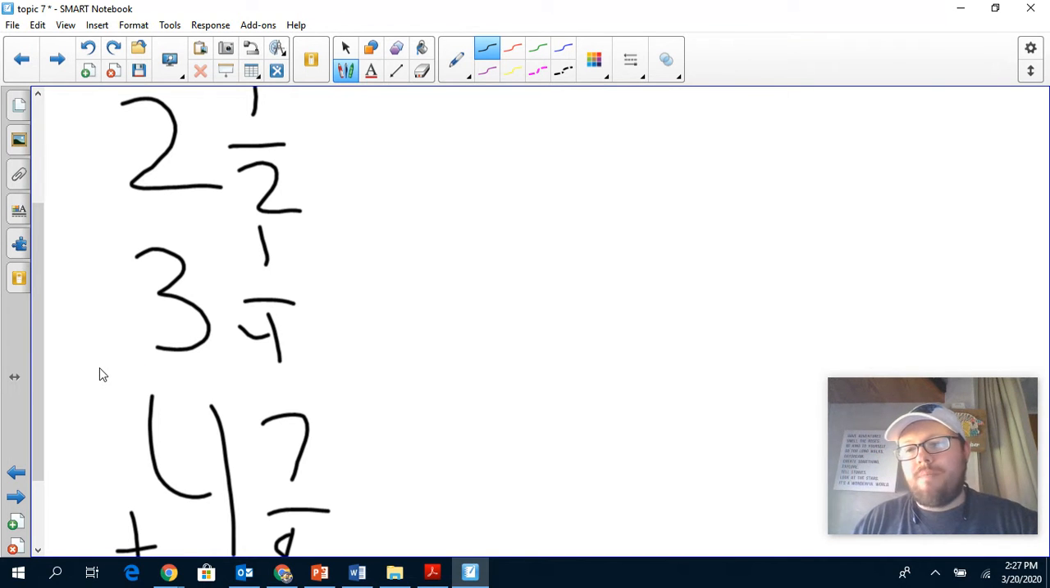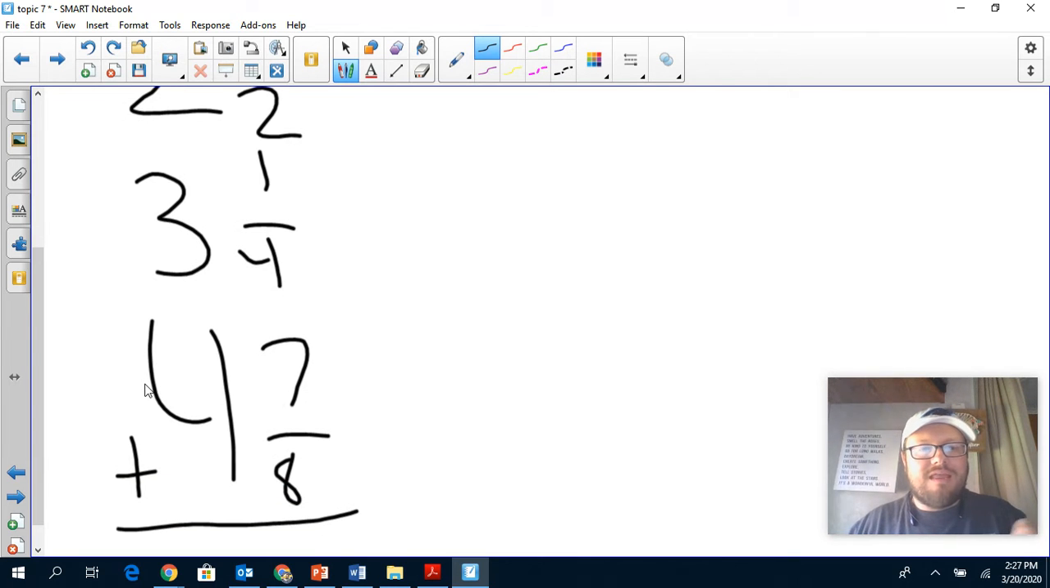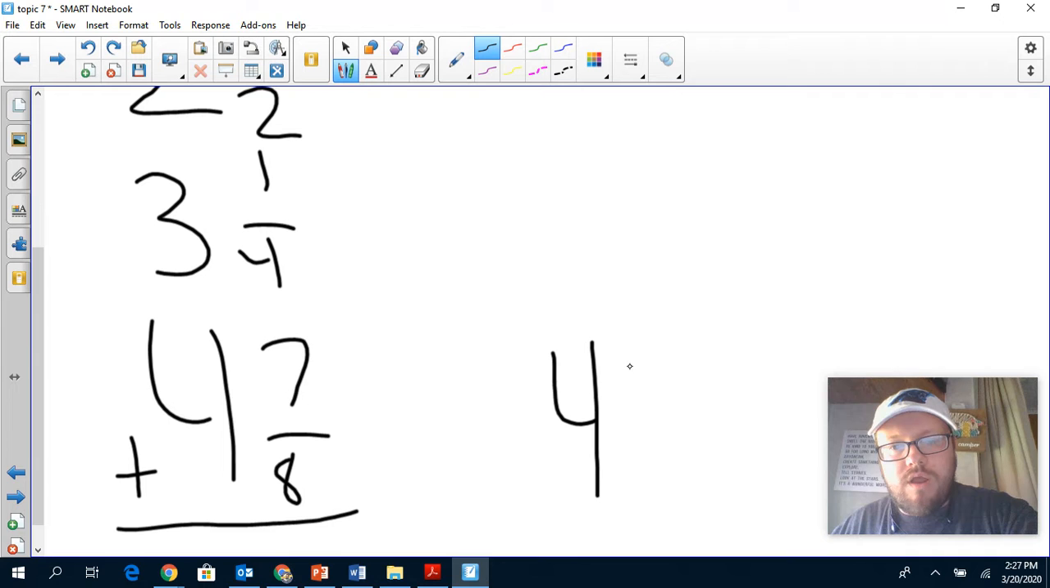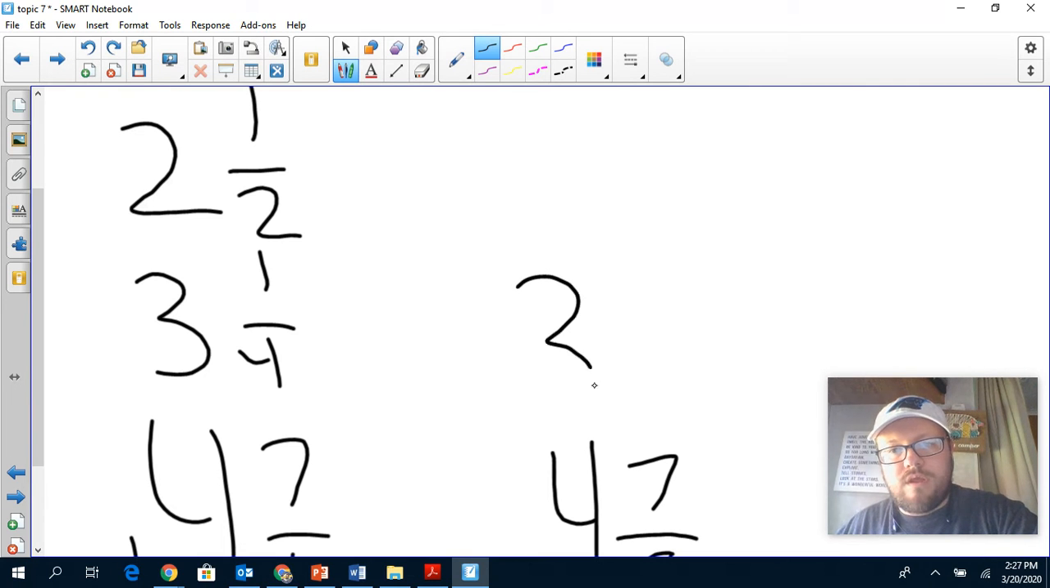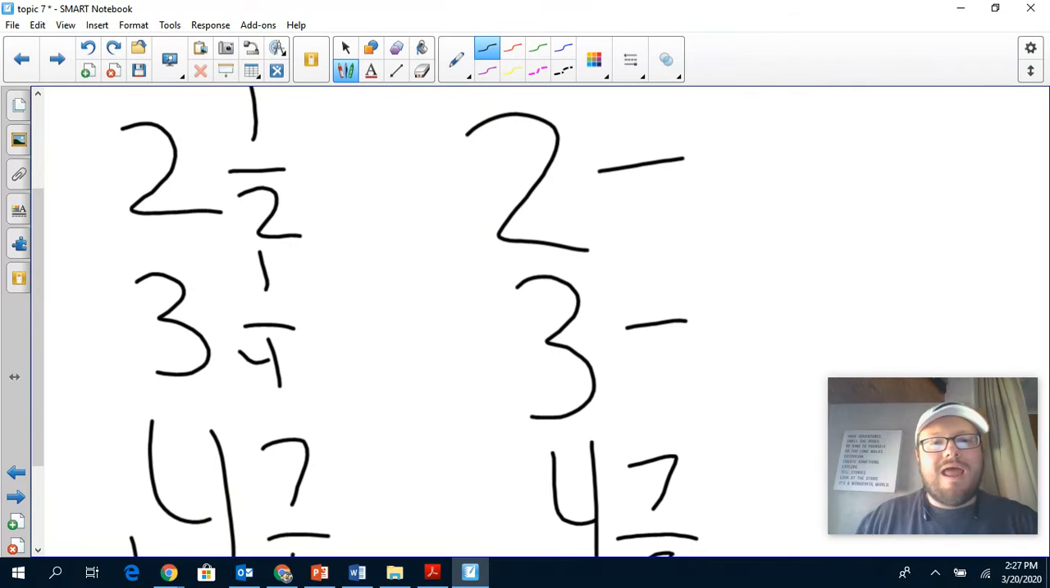And remember, a good rule of thumb is to always identify which one is the largest denominator, which denominator has the biggest number. And we can see that that is 7/8. So 8 is going to be my new denominator. So I'm just going to go ahead and write down 4 7/8 right here. And then I'm going to put a 3 and a line and a 2 and a line.